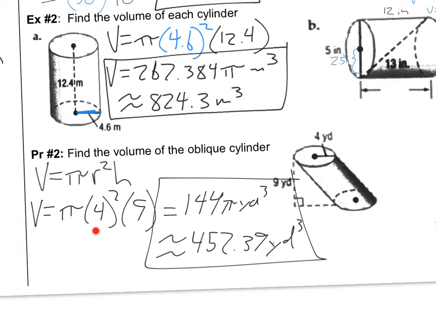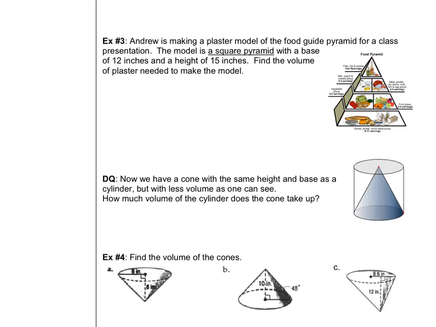Okay, so 4 was your radius, 9 was your height, so 4 squared is 16 times 9 is 144 pi cubic yards. If you multiply out the pi, you get 452.39 cubic yards. So exact decimal, there you go, we're ready to go to the next page.